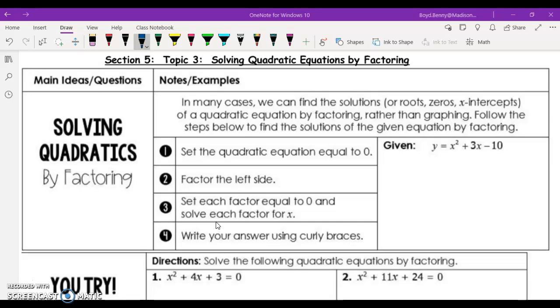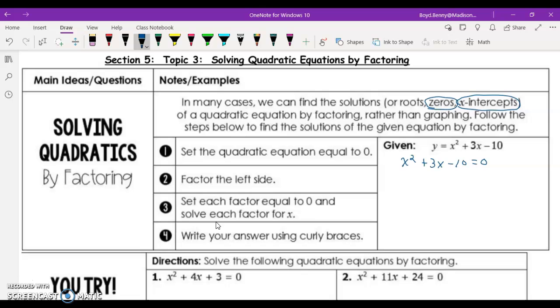Step one says to set the equation equal to 0. So we want this in standard form, and we want to set it equal to 0. For this equation, we would rewrite this as x squared plus 3x minus 10 equals 0. The reason we're doing that is we are looking for the zeros, and the zeros are also called x-intercepts. Where do we find the x-intercepts? Well, we find those where y equals 0. So we're going to substitute 0 for y to start with.